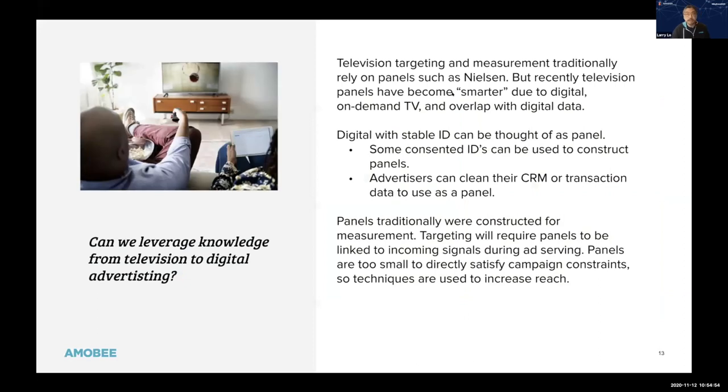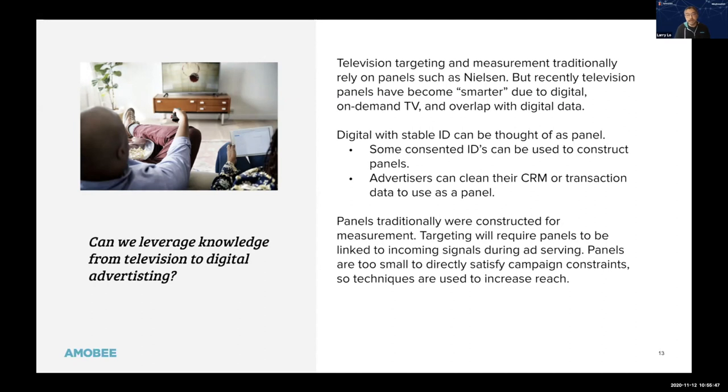What Amobee wants to do, a little bit of a preview, a lot of this is under development right now, is that in the past 2 years, we've started learning a lot from how television is approaching advertisements. Television traditionally relies on panels, things like Nielsen, that have heavily instrumented television sets that can tell you how a population of the United States, for example, is consuming their television content. That has moved on, right? TVs are now digital. TVs have IP addresses. TVs can phone home. So those panels have become smarter.